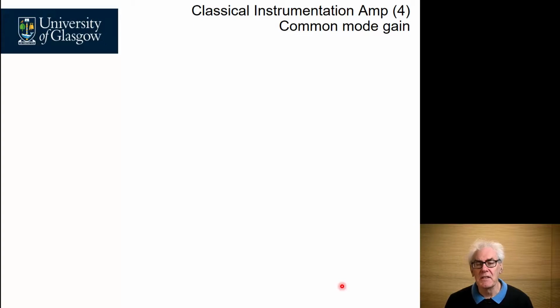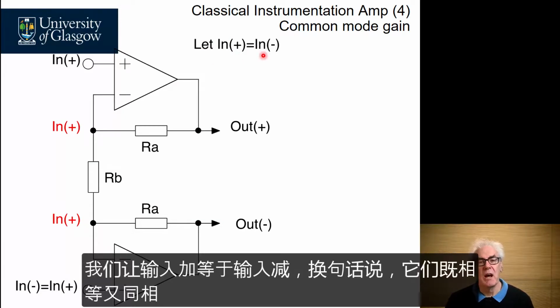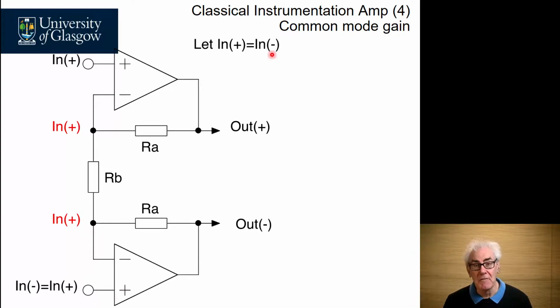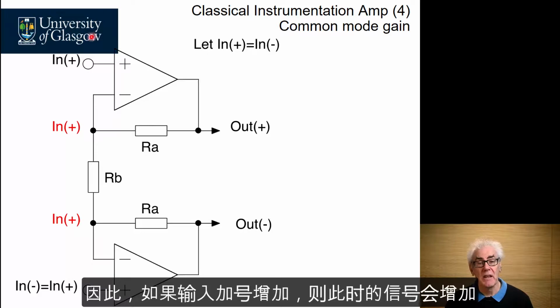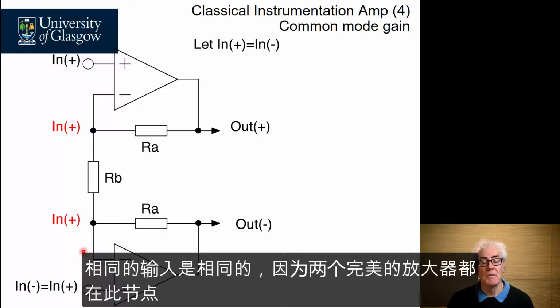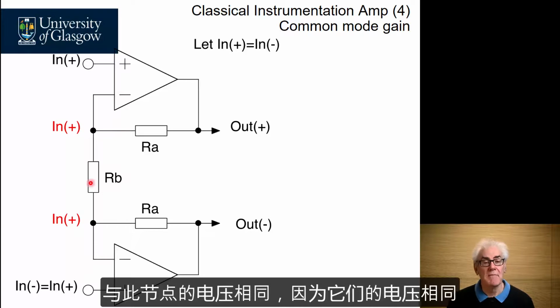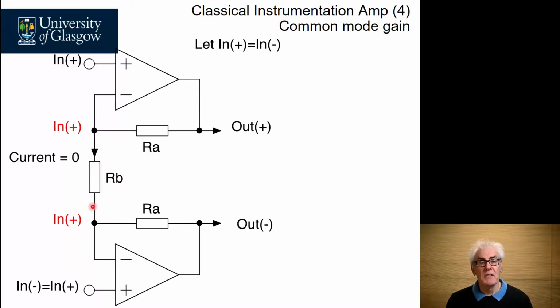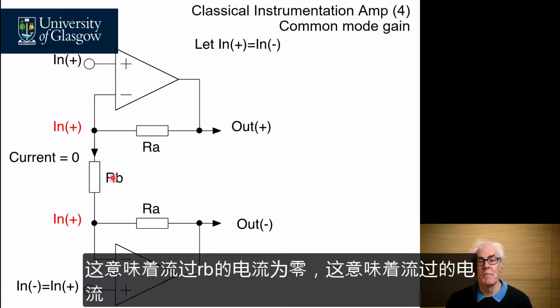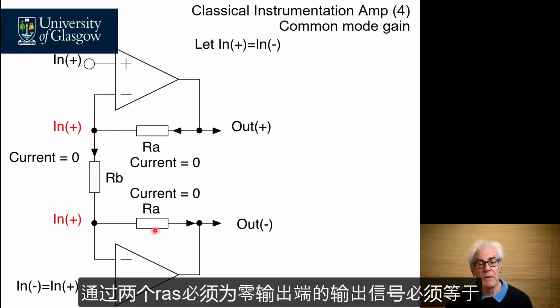Now let's do the same analysis but look at the common mode gain of this circuit. In this scenario, we let the input plus equal the input minus, in other words, they are both equal and in phase. So if input plus increases, then the signal at this point increases the same. Because they're both perfect amplifiers, this node is the same voltage as this node. Because they're at the same voltage, the current flowing through RB is 0, which means that the current flowing through both of the RAs must be 0.